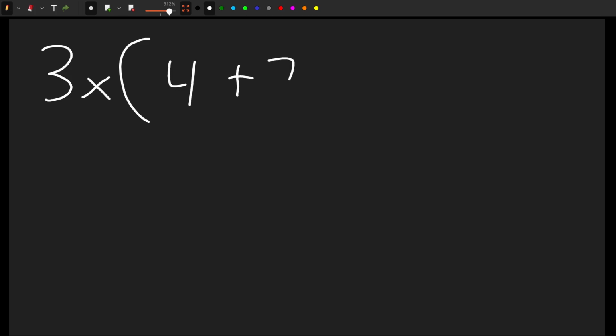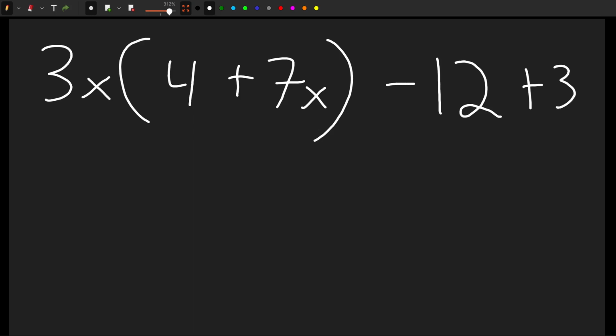Our next problem we're going to have is 3x times the group of 4 plus 7x end group minus 12 plus 3x. Let me write that x a little bit better. Kind of ran out of room. There we go. Okay.